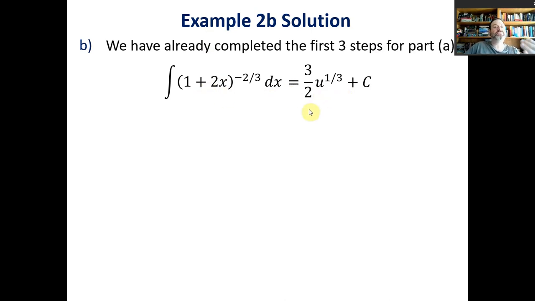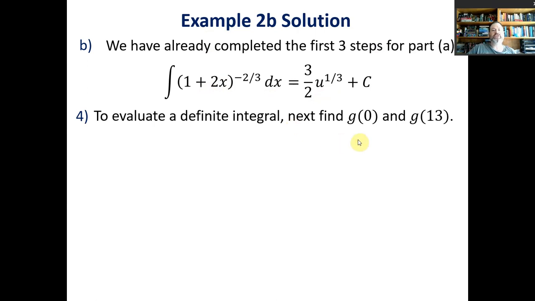But when you do a definite integral, you have to use that formula that I outlined on that page, right? So you have to evaluate this at g of 0 and g of 13. Remember, u is a function of x. So we can't just plug 13 and 0 in here because we've actually transitioned to a different function. So we have to compute that.